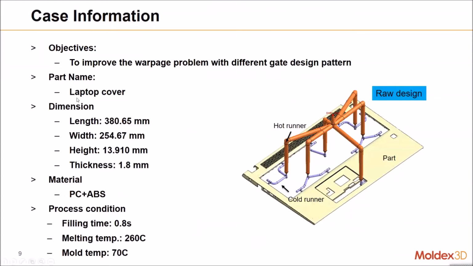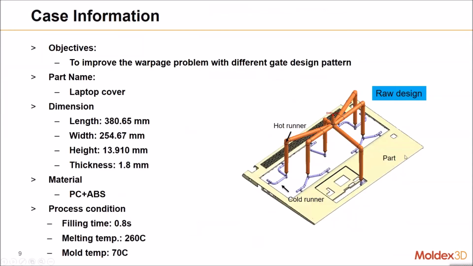The part name here is the laptop cover, and the dimensions are here. The material we used is PC plus ABS, and this is the process condition. So it's a raw design, and we can see it has the hot runner and the cold runner.